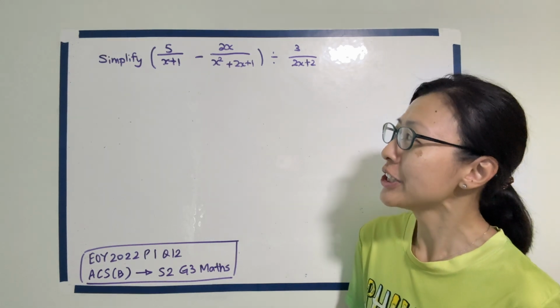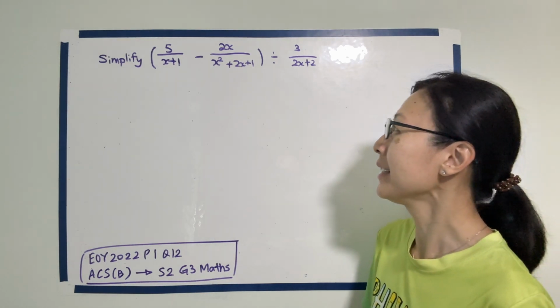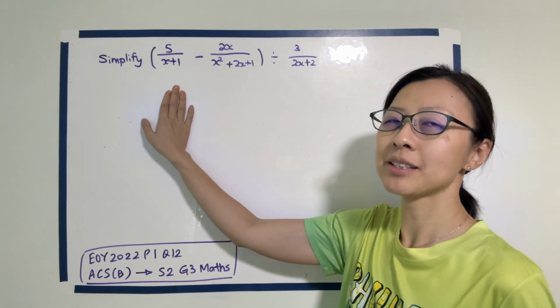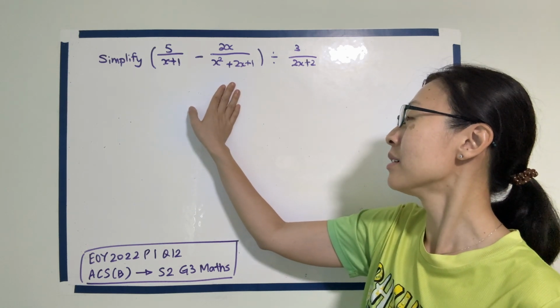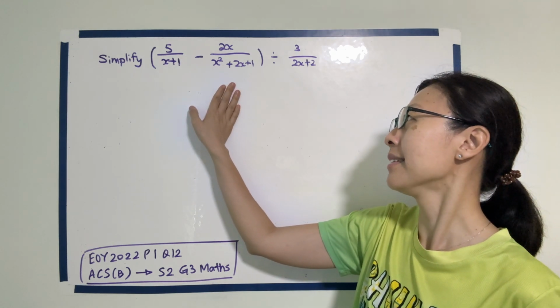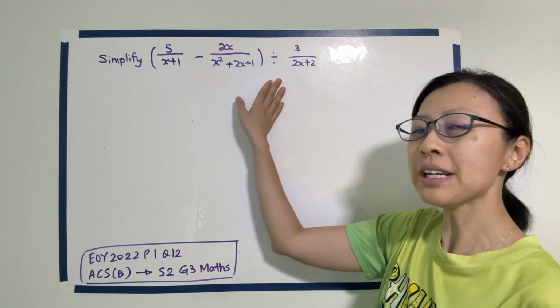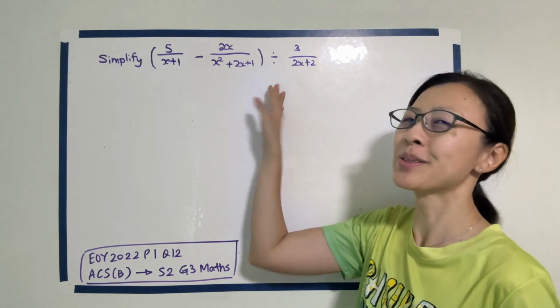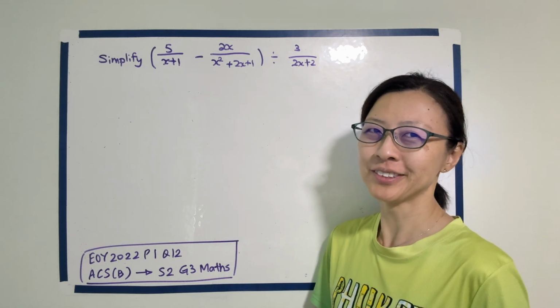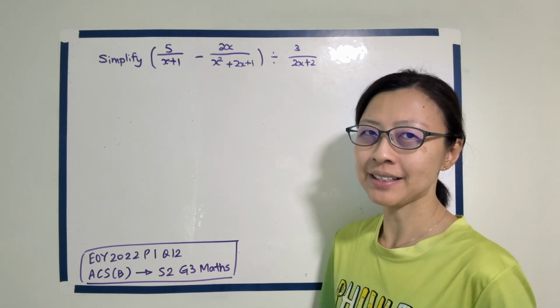So looking at the question, it says simplify 5 over x plus 1 minus 2x over x squared plus 2x plus 1, all divided by 3 over 2x plus 2. It's quite a mouthful. So how do we simplify this?